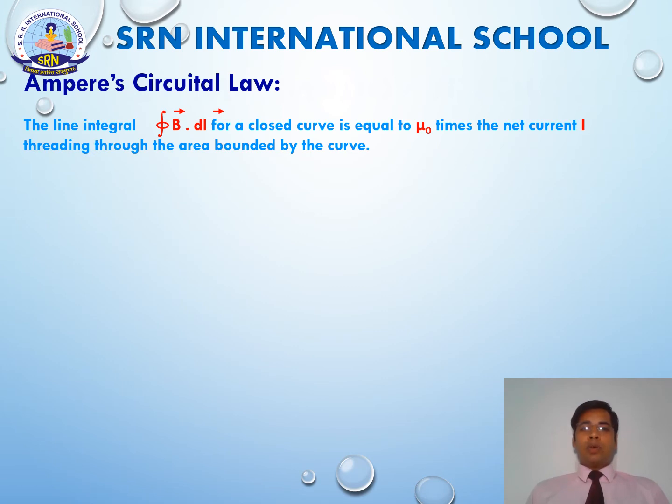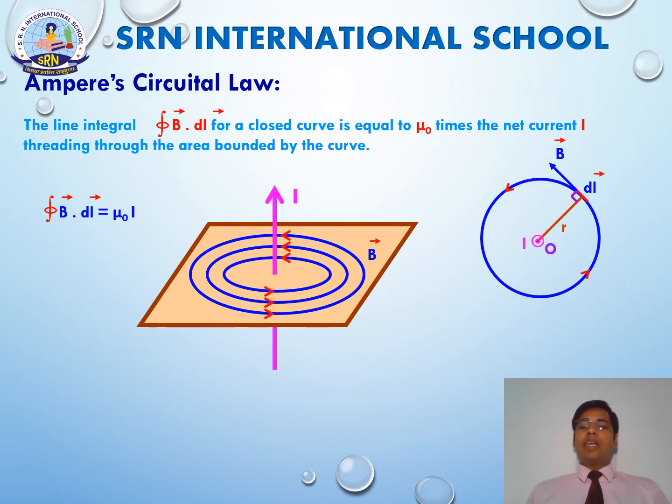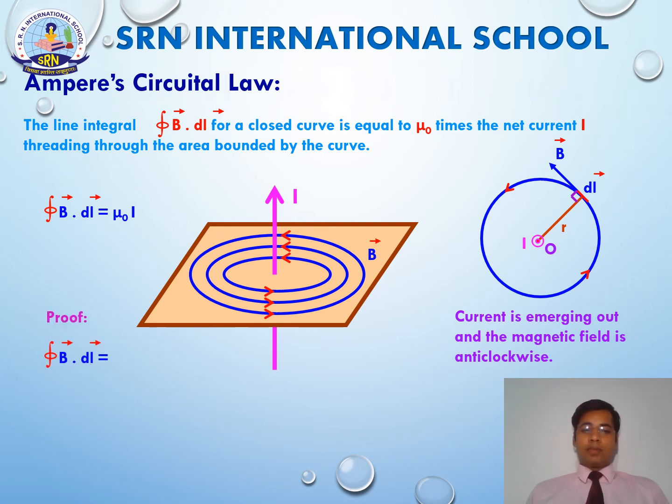Ampere circuital law. According to this law, the line integral of magnetic field for a closed curve is equal to μ₀ times the net current I threading through the area bounded by the curve. Now in this diagram you can see that current is emerging out and the magnetic field is anti-clockwise.